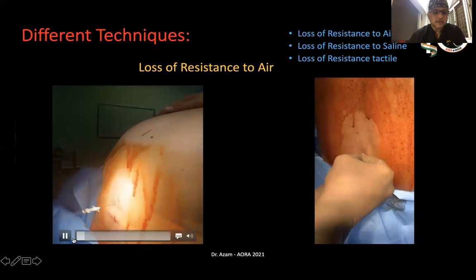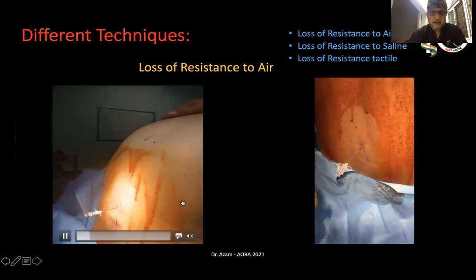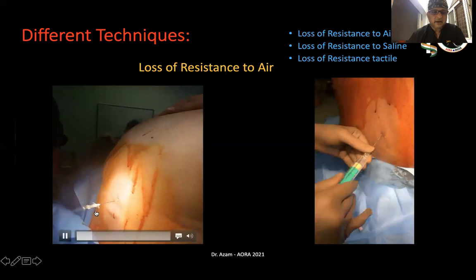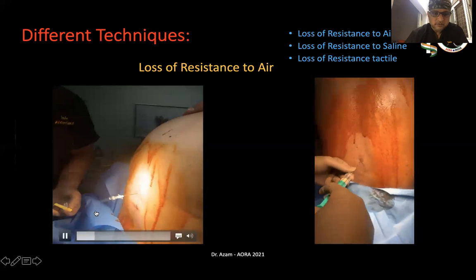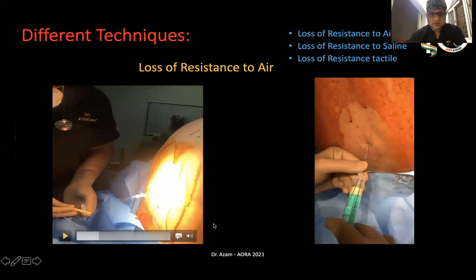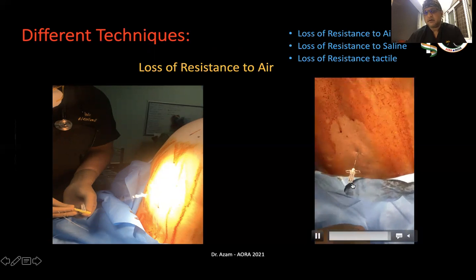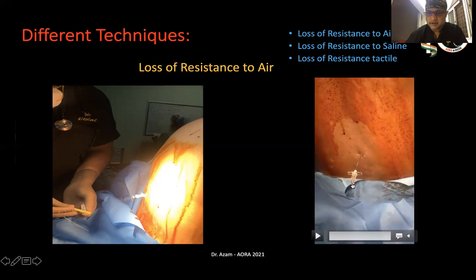What I'm going to do is insert the epidural needle in the midline, and I take air and try to approach the epidural space by using a loss of resistance. So what I'm going to do here is use the loss of resistance to air technique.